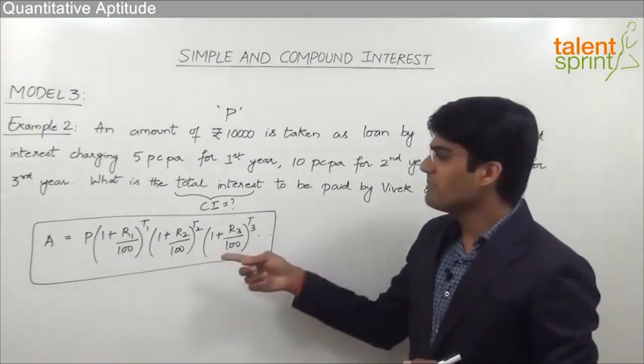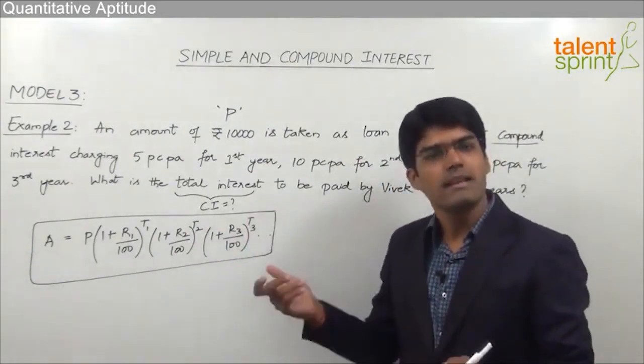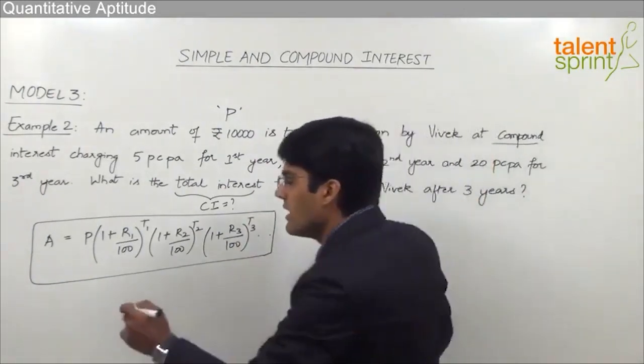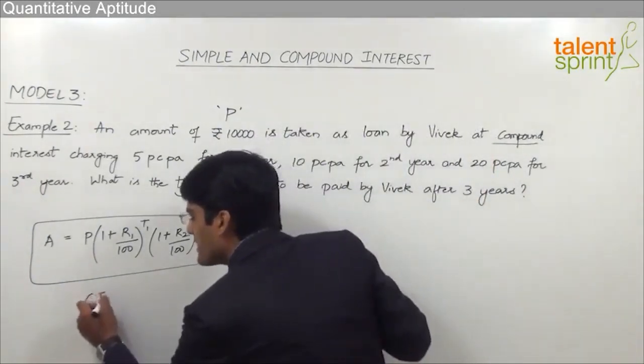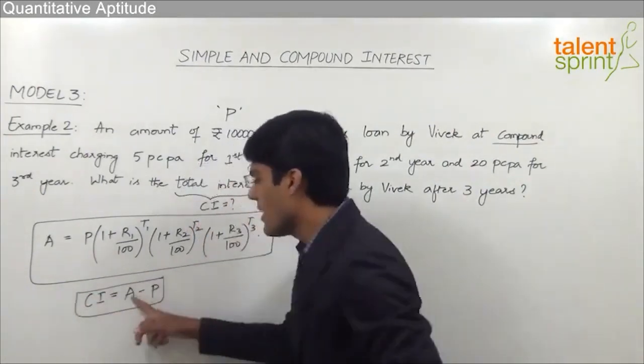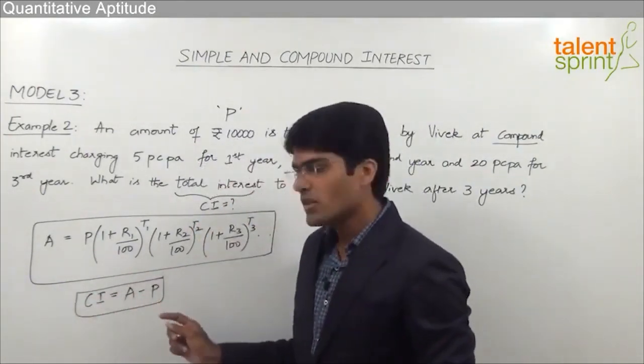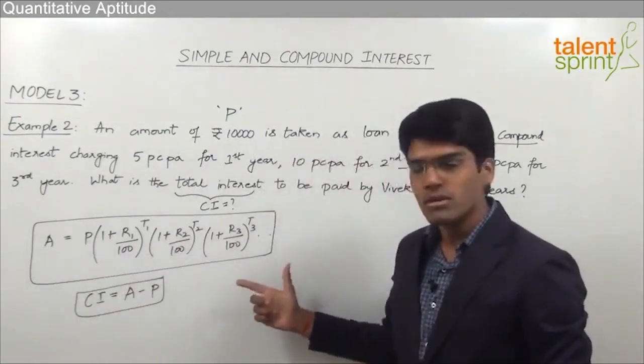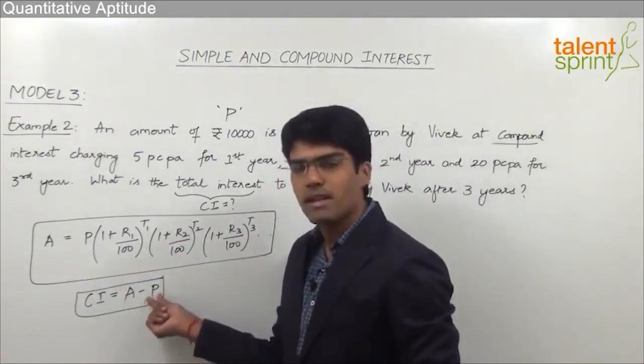So with the help of this formula, we can find out the total amount at the end of the given period, and from this amount, when the principal is subtracted, we can find out the compound interest. Why? Because we know that compound interest can be taken as amount minus principal, since the total amount is nothing but compound interest plus principal. So first we need to find out the total amount, and from that, when we subtract the principal amount, we get the required answer.